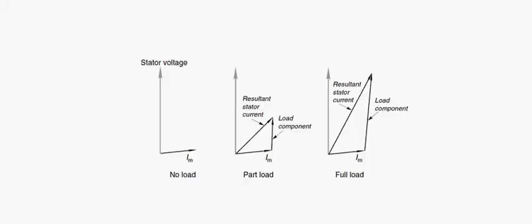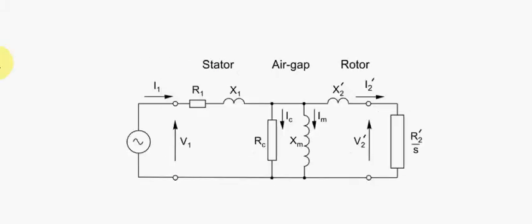Now, coming back to this guy here, this value Im remains more or less constant throughout the normal operating range of a motor. In other words, between full load and no load, Im hardly changes. It changes something like 3%.